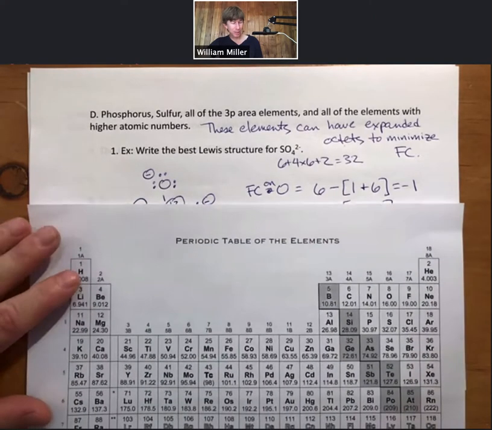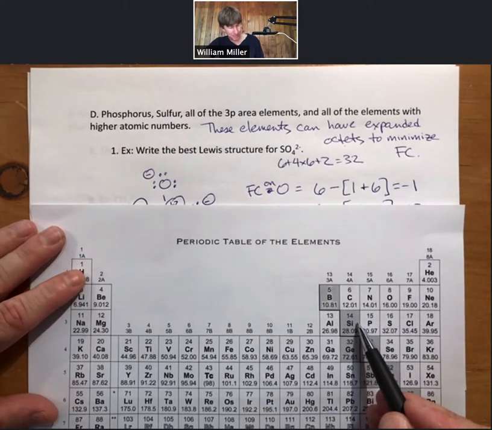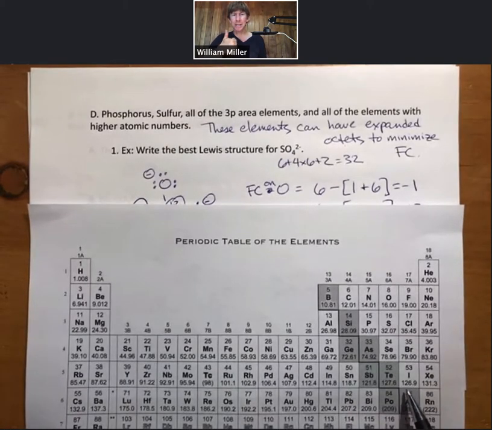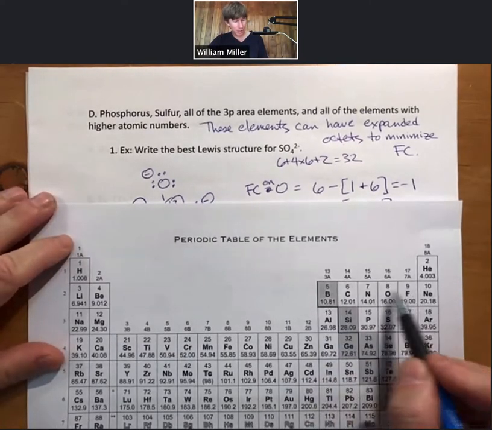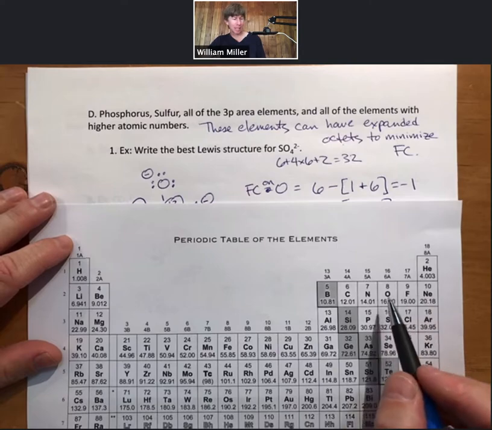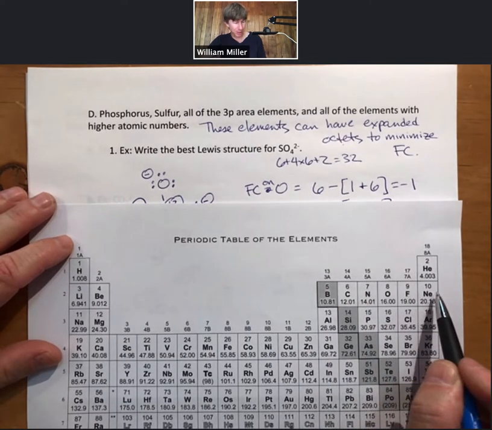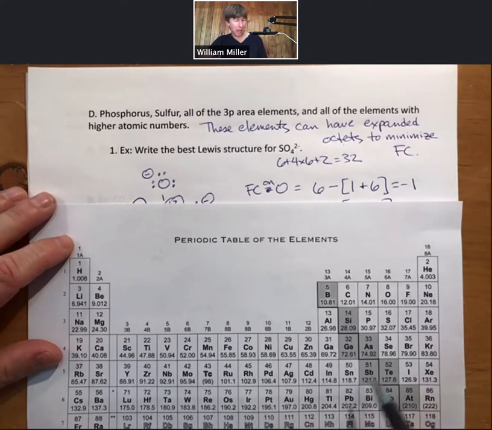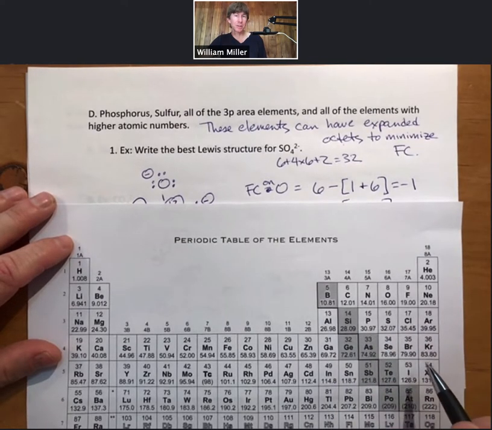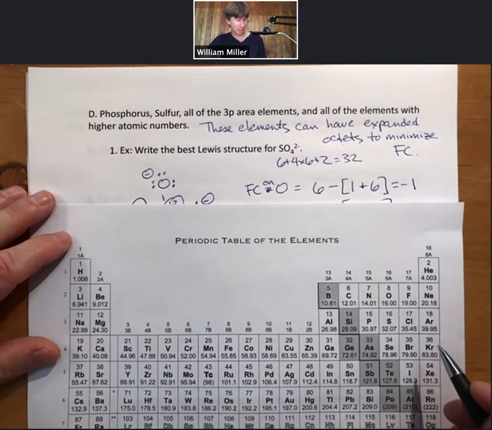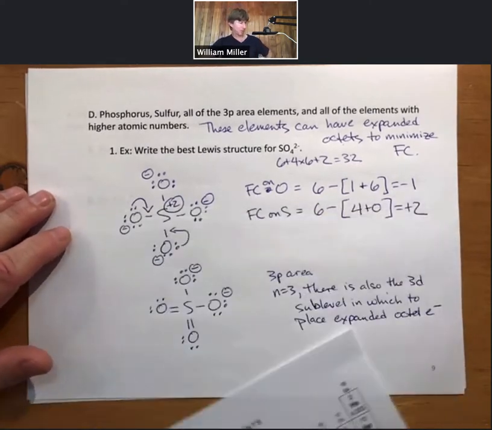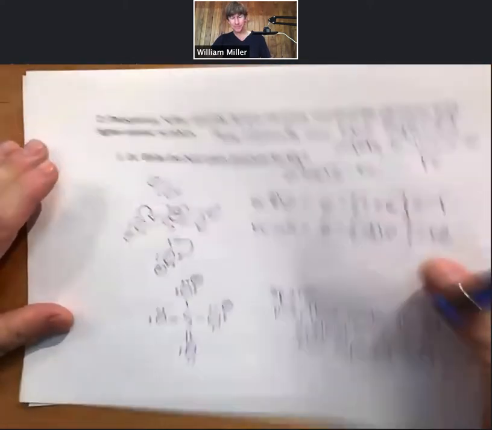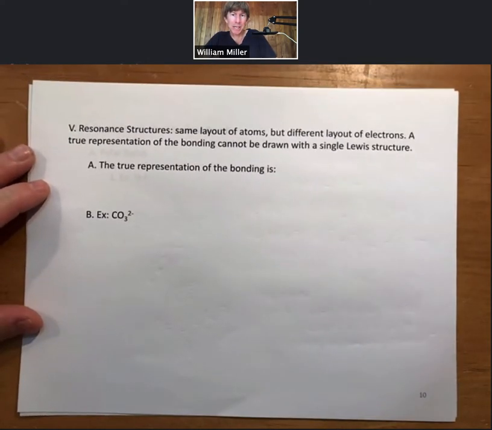That actually explains why if you're in the 3p area, there's 3d, so you can have an expanded octet. 4p, 5p, 6p have the corresponding d sublevels. But 2p, there is no 2d sublevel, and so boron, carbon, nitrogen, oxygen, fluorine, neon, they cannot have expanded octets. Only from the 3p area down, and sulfur, chlorine, phosphorus are the most common examples of expanded octets, though we will see other ones farther down in the periodic table. It's important that you know that farther down can do it as well to minimize formal charge. Okay, so now we know about expanded octets.